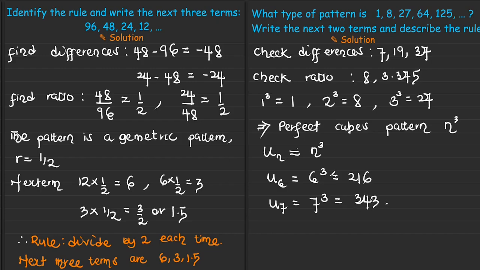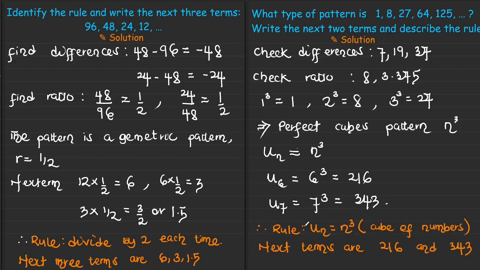343. So what type of pattern is this? And then we have to write the next two terms and describe the rule. So we can say the rule is what? Therefore the rule Un is what? N to the power 3. That is cube of numbers. And then the next terms are 216 and then 343. As simple as that. We have two more questions to solve. The last one being a word problem. So stay tuned till we get there.